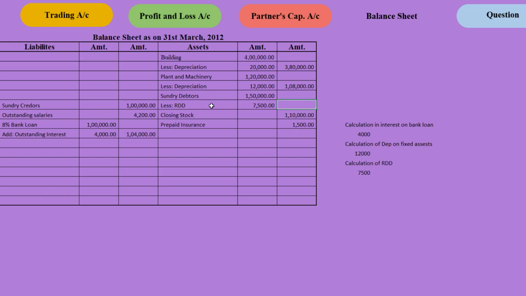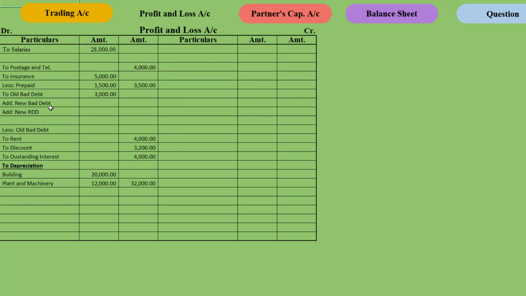Now 1,50,000 minus 7,500 is equal to 1,42,500. Okay, done. Second effect of this thing, since this was given in adjustment, so this will be new RDD. Go to the profit loss, and here see, this is new RDD is already written. In front of this you write 7,500.